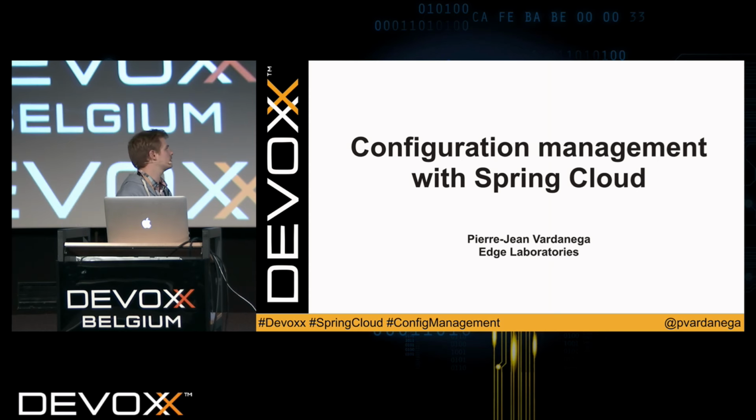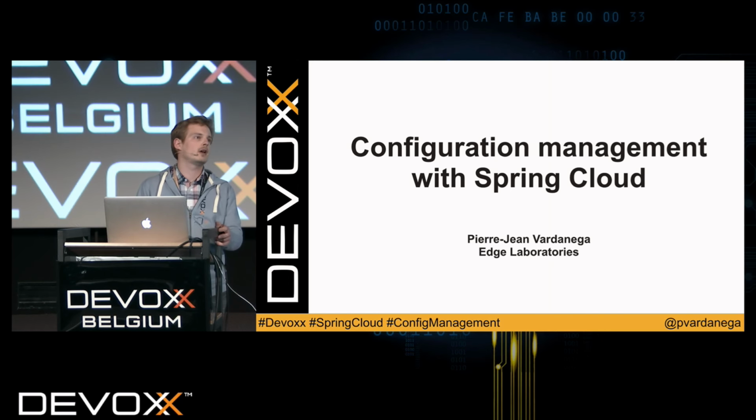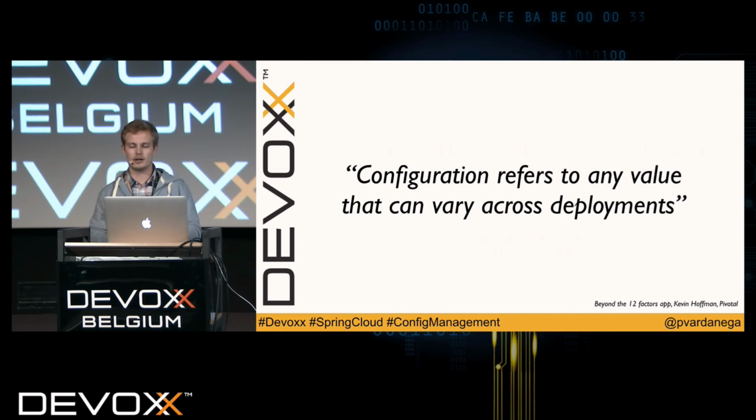Before I start the demo, I would like us to agree on a few definitions. First, I sometimes hear developers speaking about properties. For me, it's not configuration, it's just a way to express the configuration. And in fact, I like this quote from Kevin Hoffman from Pivotal, who said that the configuration refers to any value that can vary across deployments. This includes database credentials, connection pool settings, or even API keys to access remote services.